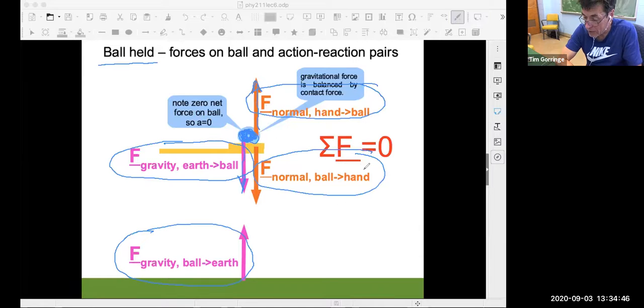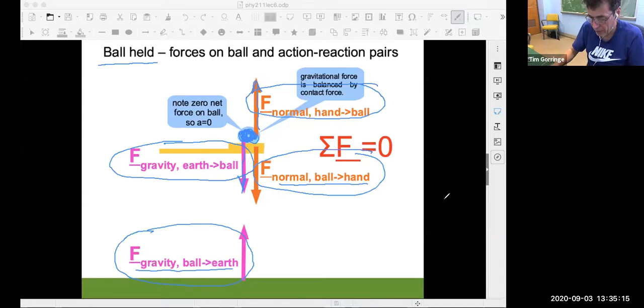And so you can see I've labeled those action-reaction pair forces appropriately. This one down here is force of gravity, and is the ball exerting a force of gravity on the earth, pulling the earth up. This one over here is the contact, a normal force, and it's the contact force of the ball exerting a force on my hand.